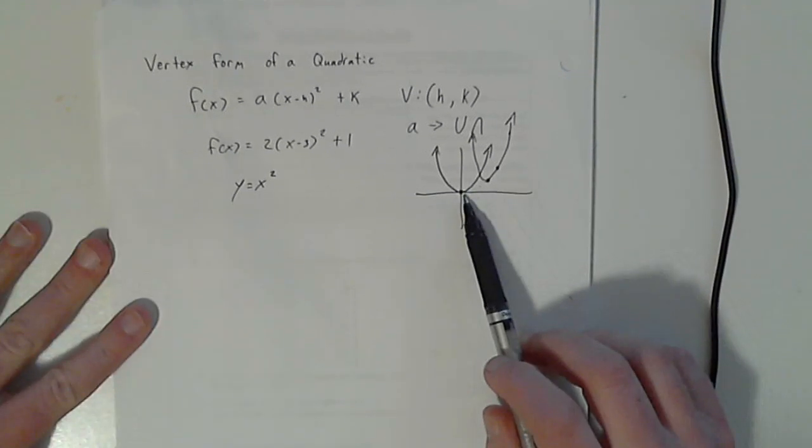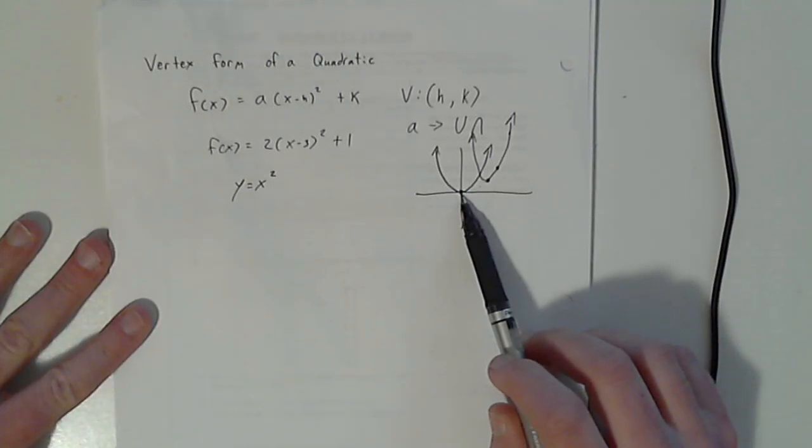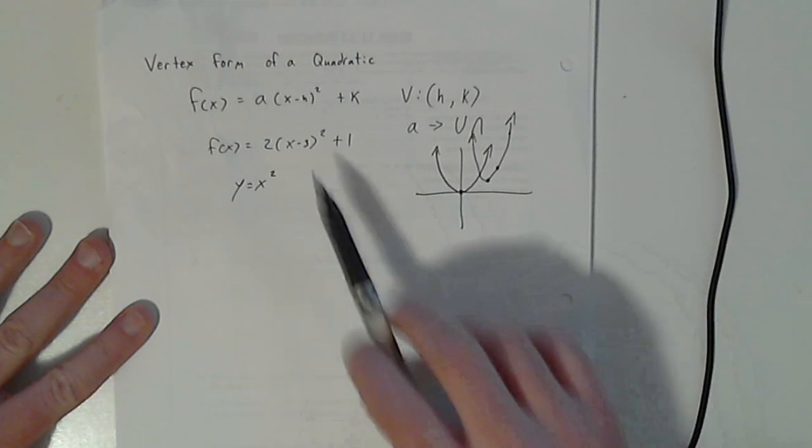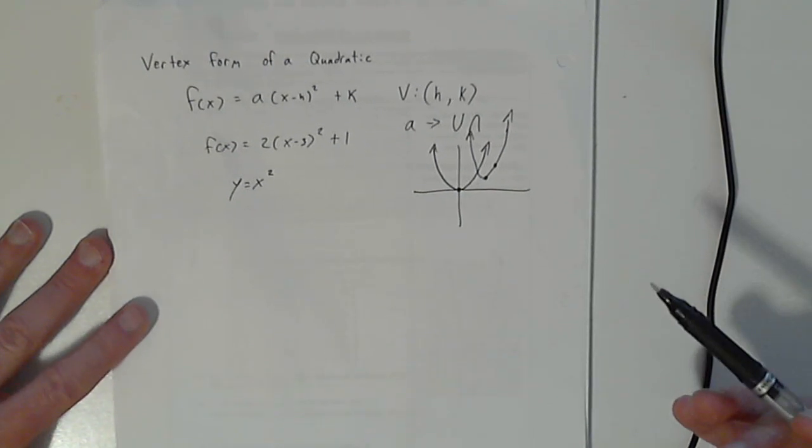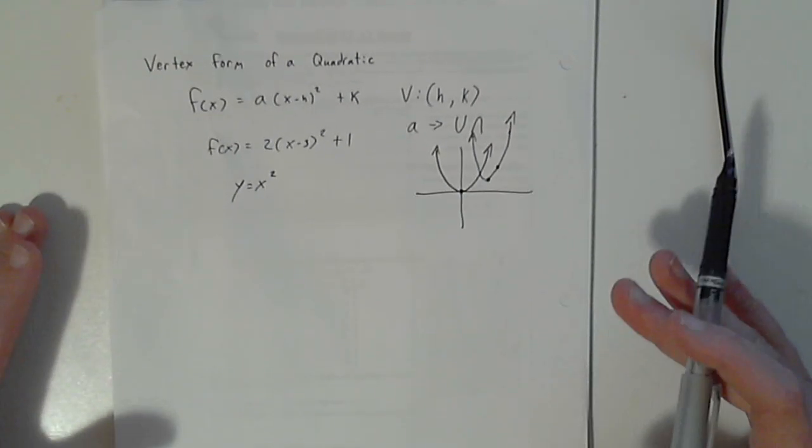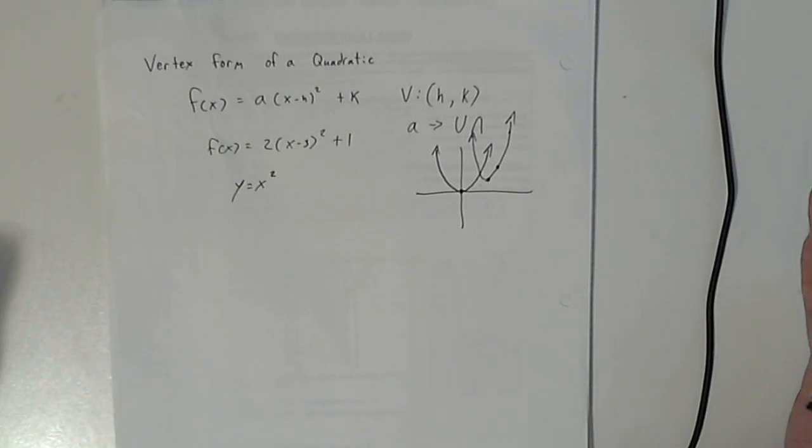It was really easy to do the transformations because the vertex started at the origin to begin with. That's why these values were so easy to do. That won't always be the case. But that's what we're going to be doing, and we're going to be doing it not just with quadratics, but we're going to be doing it with all of the functions.